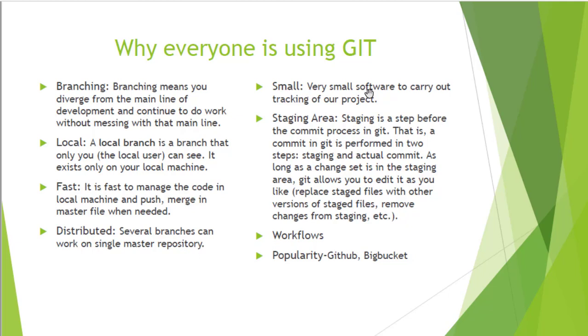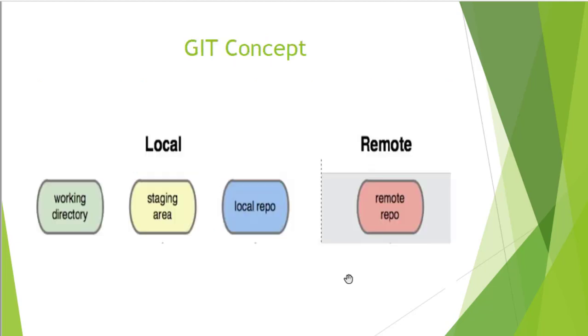Distributed: several branches can work on a single master repository. It's very small, lightweight software. Staging area: the stage is a step before the commit process in Git. That is, a commit in Git is performed in 2 steps: stage and actual commit. All of that I will discuss in upcoming sections, and the workflow also. The popular version control hosts are GitHub and Bitbucket.